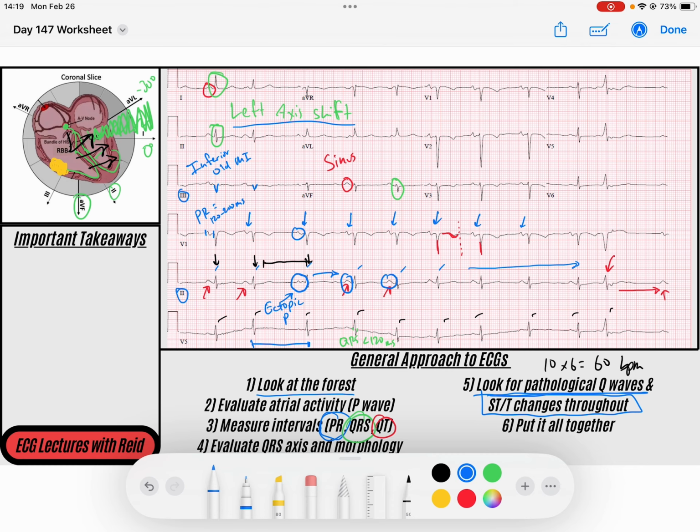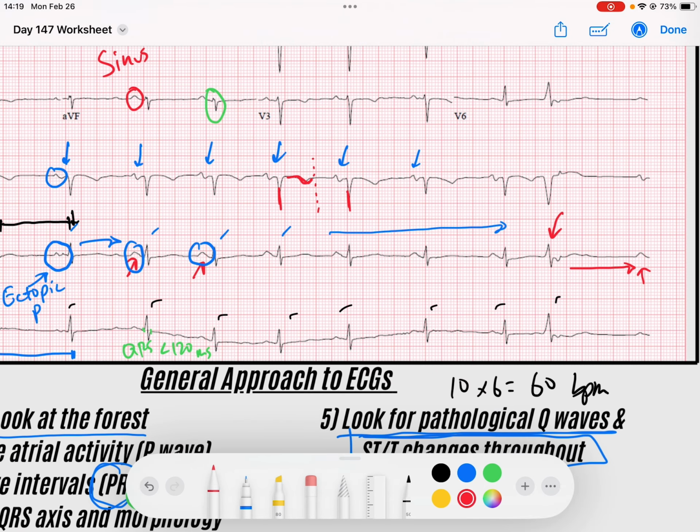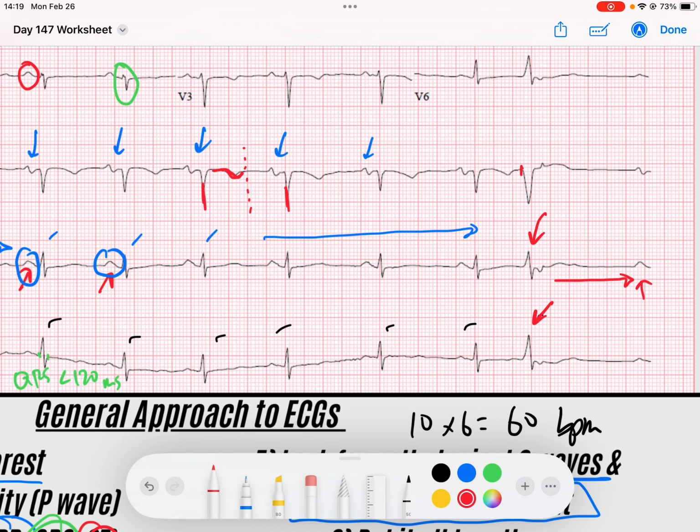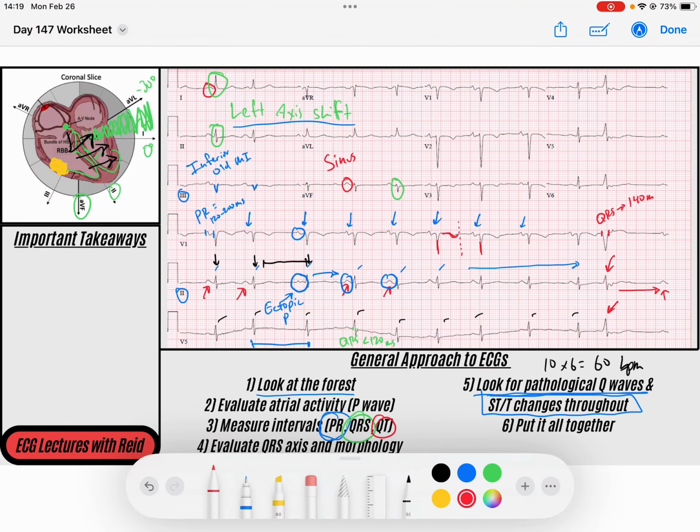And then we need to explain this beat right here, right? And so we have a wider complex beat, right? If I look right here, you can see my QRS. My QRS is probably about 100, maybe 140 milliseconds. Regardless, it's wider than the normal QRS. It makes me think that it's not going through the normal His-Purkinje system. So that can be a PAC with aberrancy or a premature ventricular contraction.